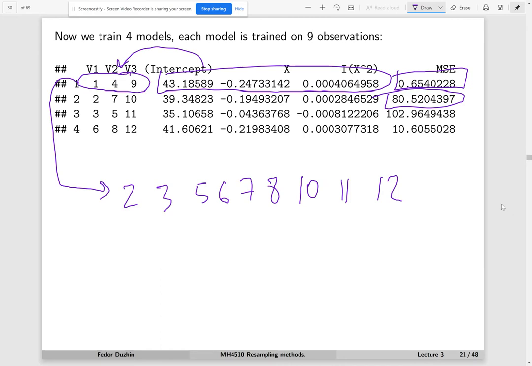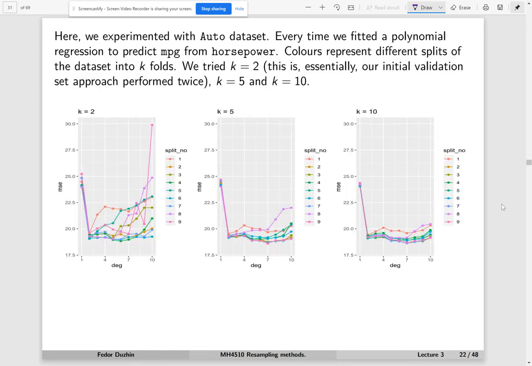So this is how it works. Now, I have done a little experiment with the auto dataset again, so I just tried to reproduce whatever is in the textbook, Introduction to Statistical Learning. So they also do this with this auto dataset. What I did, I basically tried k-fold cross-validation with k equals 2, 5, and 10.